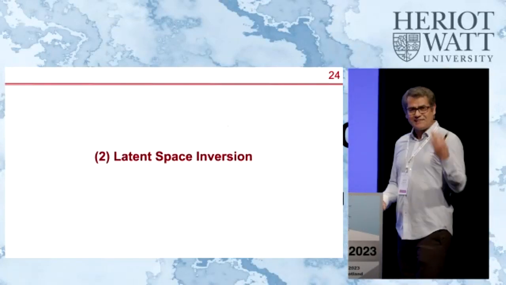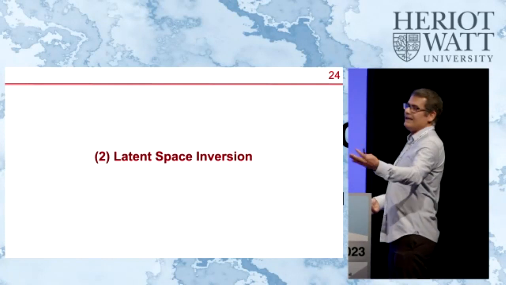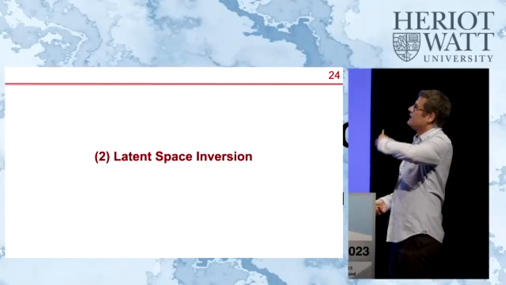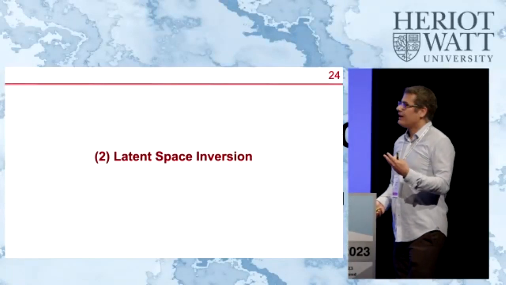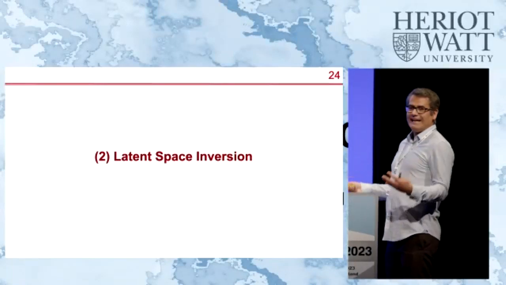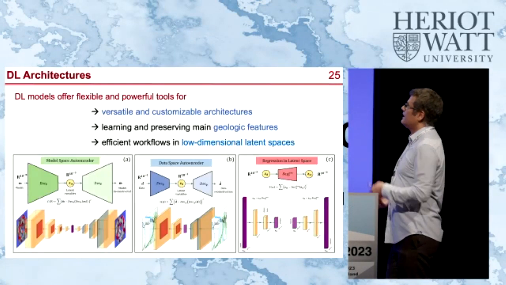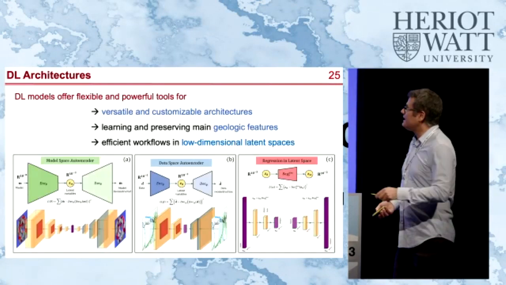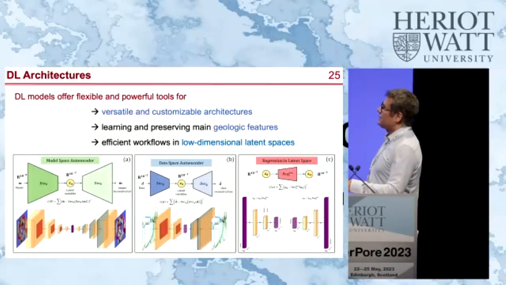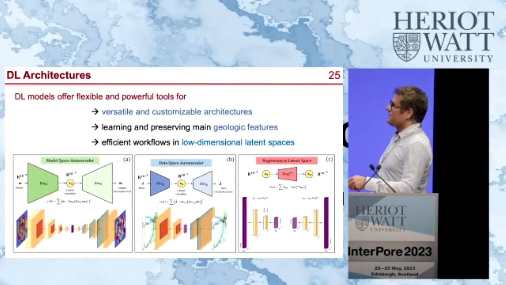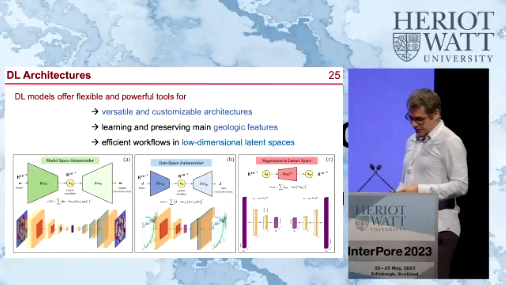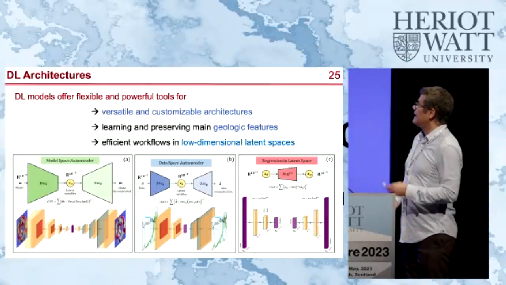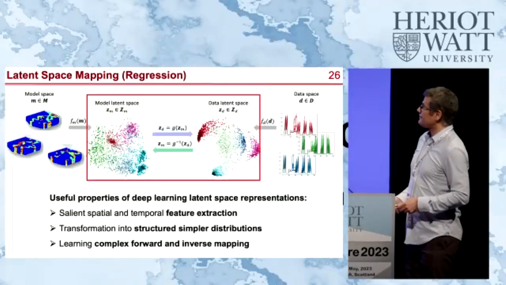Now, this was a very simple approach where we just replaced the existing parameterization with the decoder. Now we want to come up with architectures that allow us to do the inversion in the latent space, and that's what we call latent space inversion. The idea is that with a similar autoencoder architecture, we can have that also for the data space, and we can build a regression model in the latent space between the data and model latent spaces. So that's basically the idea.